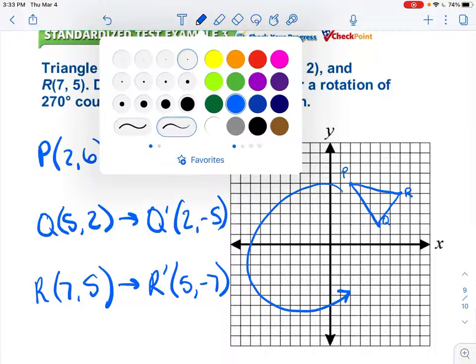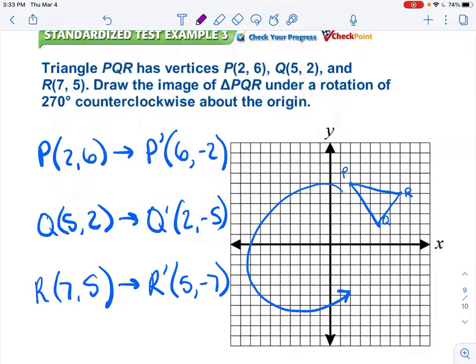So we'll make sure it actually is in that quadrant by graphing it. P prime is over 6 down 2. Q prime is over 2 down 5. And R prime is over 5 down 7. It is indeed in the right quadrant, and we have our completed graph.